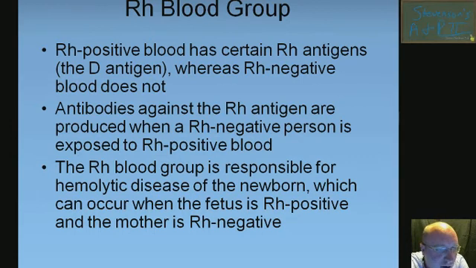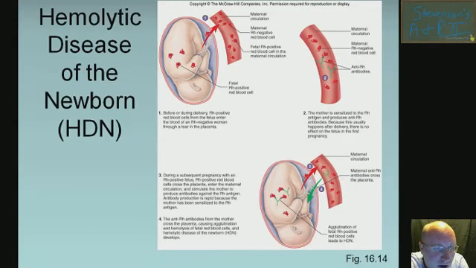So if the fetus is Rh positive and the mother is Rh negative, that could be a major problem. Okay, hemolytic disease of the newborn. Since the baby is Rh positive, the mother would see it as an invading body, and the mother's system would attack the baby and cause problems for both the mother and the baby.